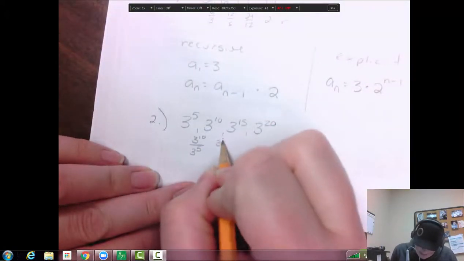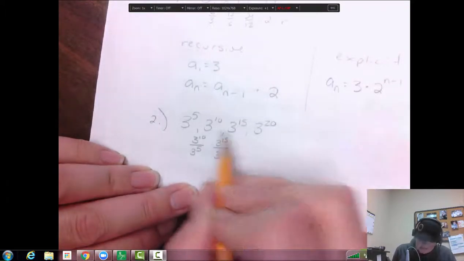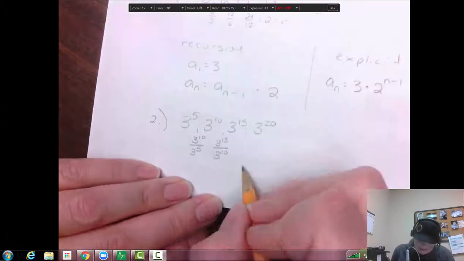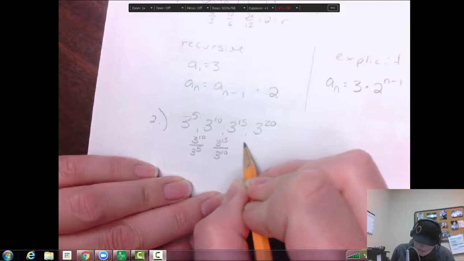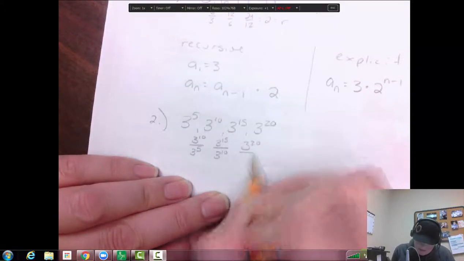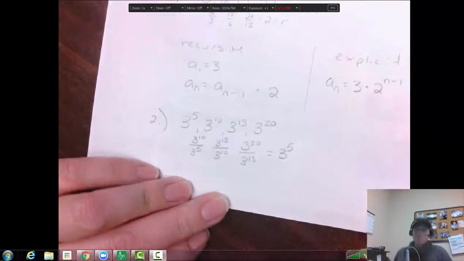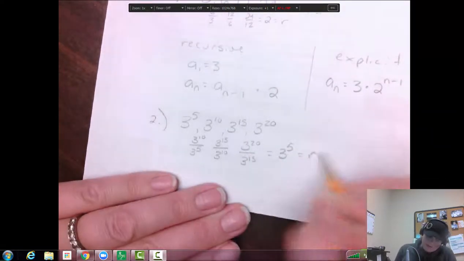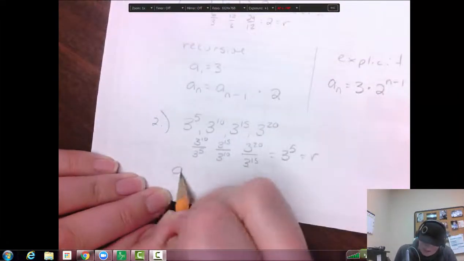Let's see if we get 3 to the 5th for the next ratio, which would be 15 over 10 for the exponents, which again would subtract to 5, which does give us 3 to the 5th. And the last one to check is 3 to the 20th over 3 to the 15th, which again reduces to 3 to the 5th power. So that's our R.